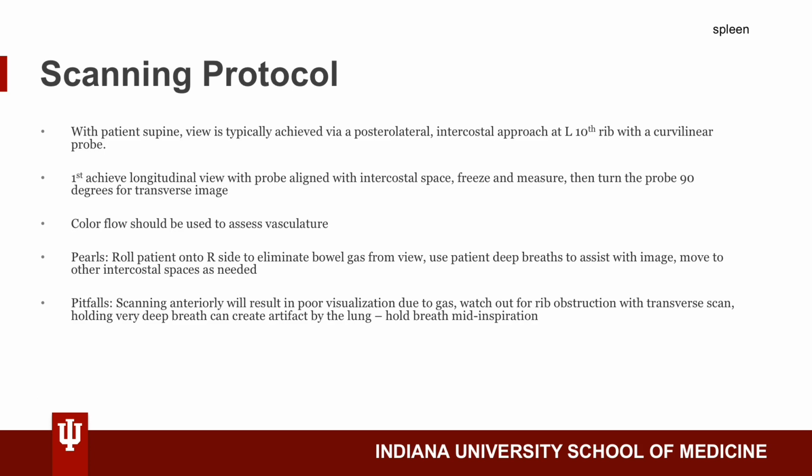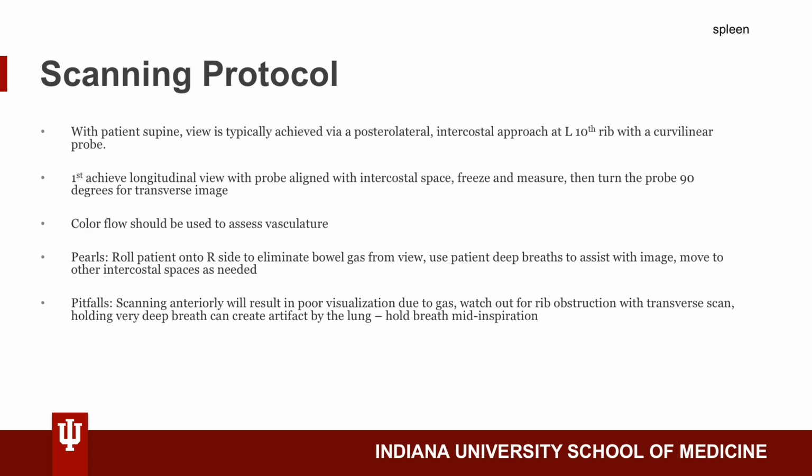You should get a crescent moon shape with the indicator to the head and right shoulder appropriately. Then we're going to turn our probe 90 degrees, and that crescent moon should flip over in your transverse image. For a complete spleen image, you should always assess for color flow, and we'll talk about why next in the pathology slide.